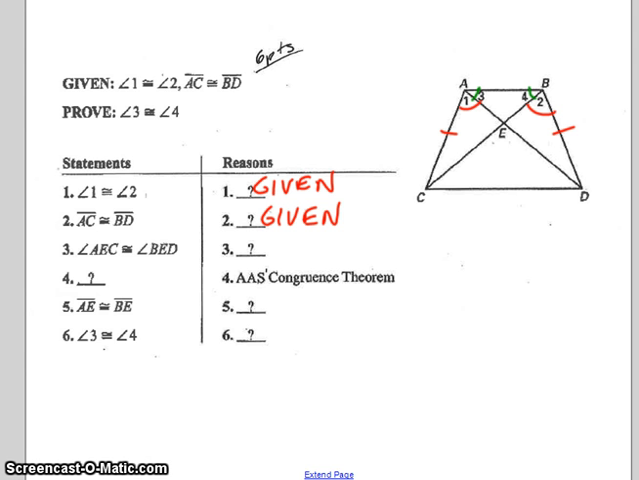Angle AEC is congruent to angle BED. How do we know that? What's the reason for that? Well, that would be the vertical angles theorem. Alright. Now, our next reason, we don't have a statement, but we have a reason. Angle, angle, side congruence theorem.